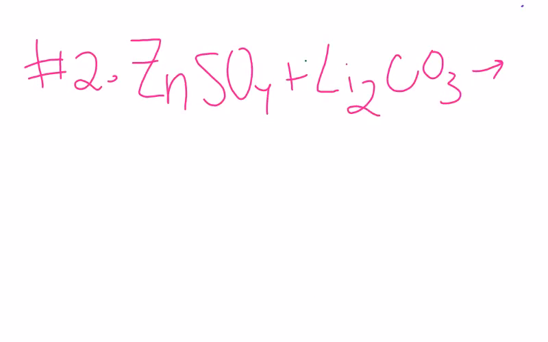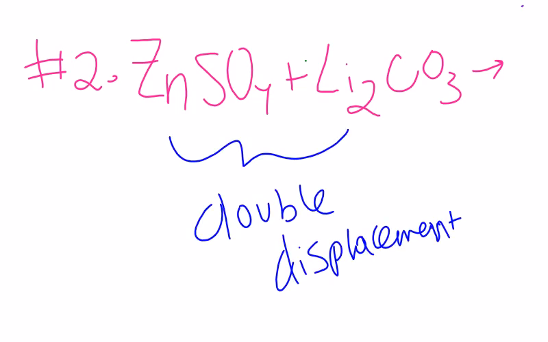Let's try another one. If we have the equation ZnSO4 plus Li2CO3, what is the product? This time the reaction is double displacement, since there are two compounds that can switch with each other's cations and anions. It's not combustion because we don't have a hydrocarbon nor oxygen reactant.